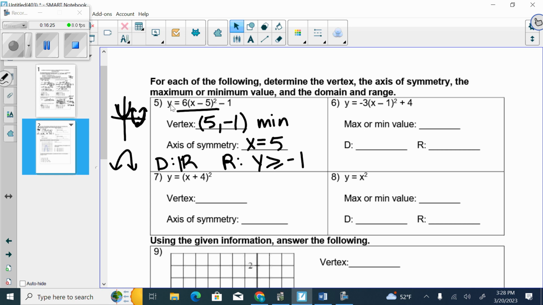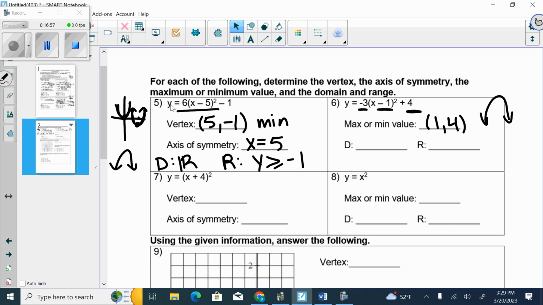Okay. Over here, remember these numbers are what tell me where my vertex is. So -1, does that mean I went left or right? Right 1 spot. And +4, does that mean I went up or down 4? Up 4. Okay. And then remember, I look out in front to see if this thing has been flipped upside down or if it's right side up. Is ours upside down or right side up? Upside down. So it looks like this.